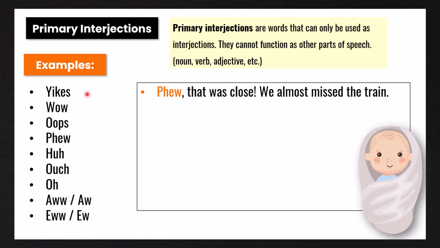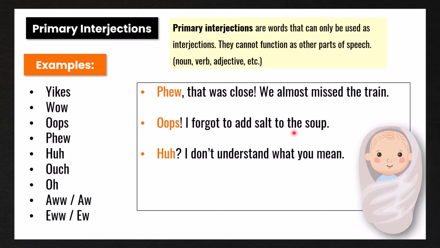So let's look at some sentence examples. Phew, that was close. We almost missed the train. Oops, I forgot to add salt to the soup. Huh? I don't understand what you mean. Aw, the baby is so cute. You can see with some interjections, they are spelled differently depending on the person. Some people spell aw with 1 W and others with 2, the same as ew.